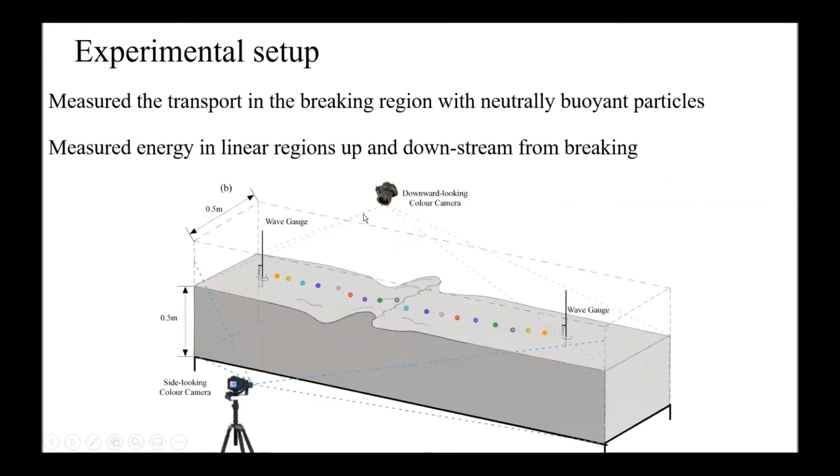And so our setup to measure the transport is, like I said, we generate those wave packets, and then in the breaking region we have two cameras that view the breaking region from above and from the side. And we have these colored neutrally buoyant particles that follow the flow of the water. We look at the pictures from this downward-looking color camera, and we click on the initial position and the final position of the particle. So before the wave passes and after the breaking wave passes, we get the total transport.